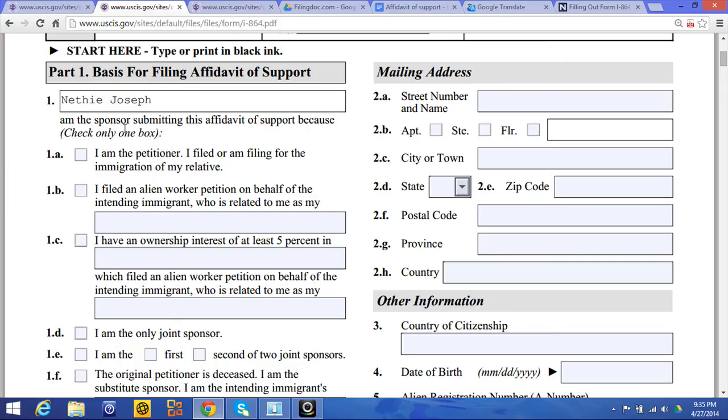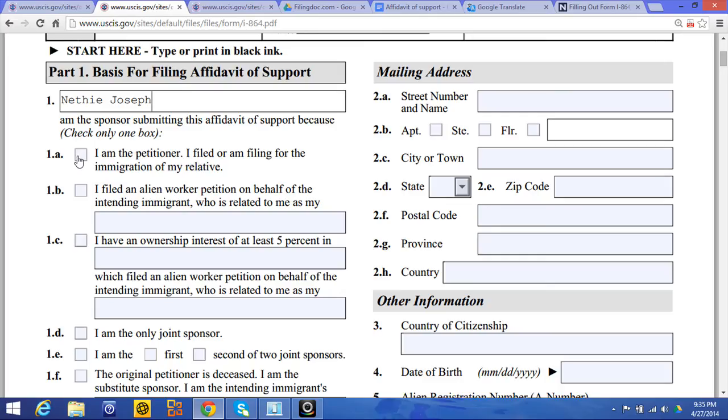Then you have to check only one of these 6 boxes. Just only one you have to check. You should check box 1A that states: I am the petitioner, I filed or I am filing for the immigration of my relatives.